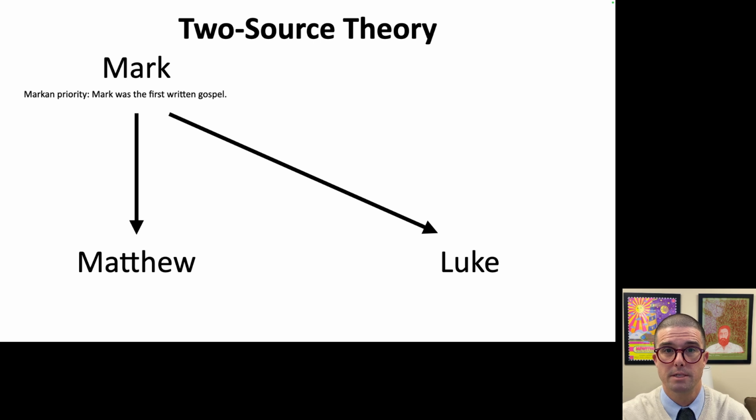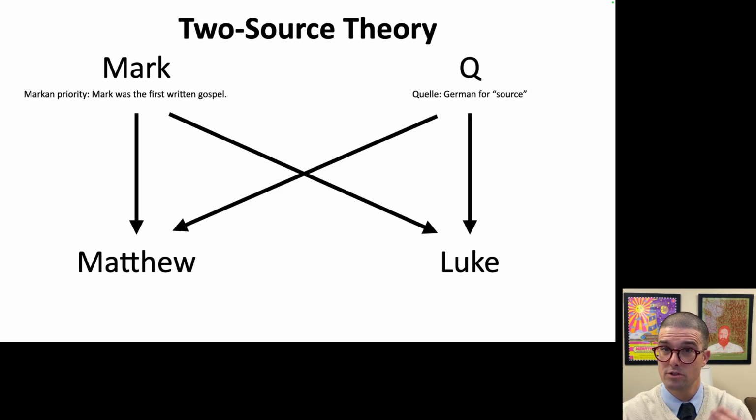To explain the shared material between Matthew and Luke, the double tradition material, the two-source hypothesis posits a second source, and it is very cleverly called source in German, Quelle, or Q for short. The arrows here indicate that material from Q goes into both Matthew and into Luke. But there is no line between Matthew and Luke because Matthew and Luke do not know each other. All of their shared material is accounted for from Mark or from this other source Q under the two-source theory.